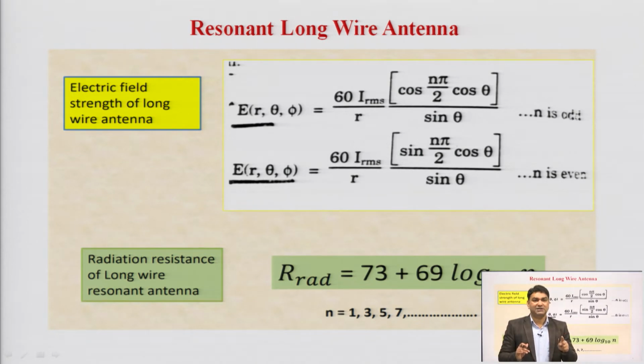The radiation resistance is also given as 73 plus 69 log n base 10, and this 73 ohm is the standard radiation resistance for a half wavelength dipole antenna, the most conventional one. And when we talk about the electric field and the radiation resistance of the long wire antenna, these are both very important characteristics for radiation purposes.